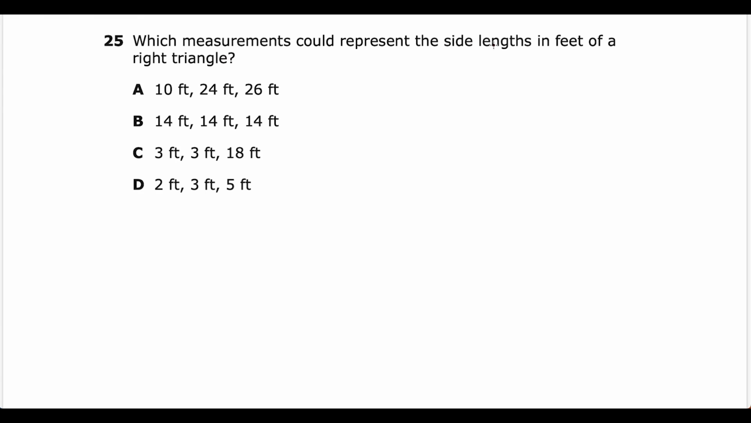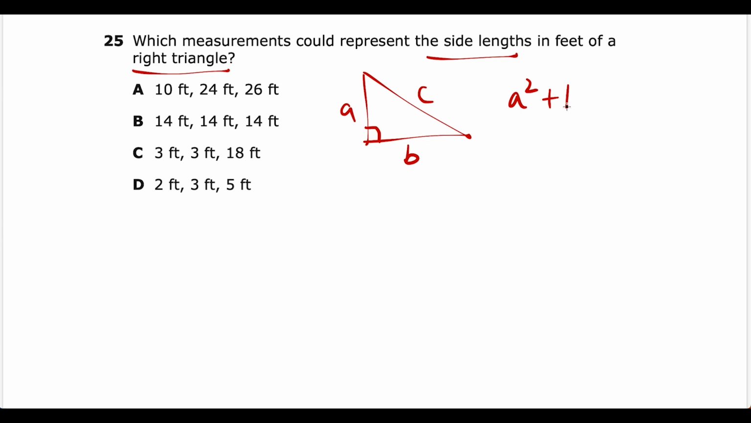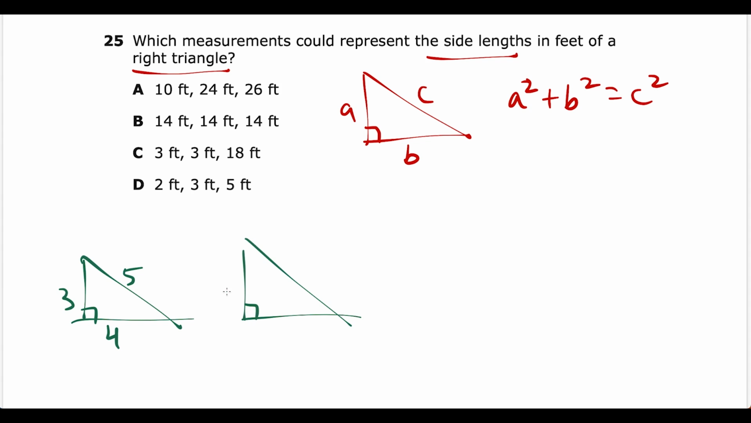Okay, which measurements could represent the side lengths in feet of a right triangle? With a right triangle, what we want to be mindful of is that the sides have to satisfy the equation for the Pythagorean theorem, which is a squared plus b squared is equal to c squared. Now, scanning the answer choices, we could go brute force through all of them, or if you recognize some of the Pythagorean triples, some common ones are 3, 4, 5. These make up the 3 sides of a right triangle. Then there are other ones like 5, 12, 13.